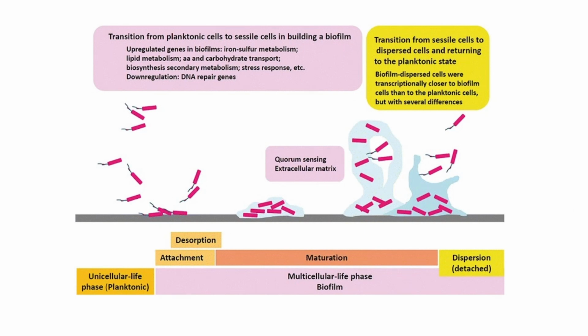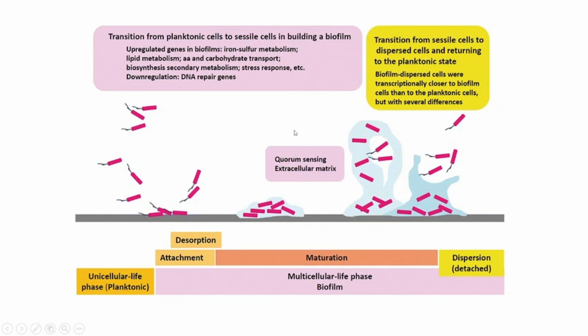Next, we'll talk about sessile cells, the second option we were talking about. As I was saying, the bacteria alternate between two life forms, the planktonic freely swimming cells and the sessile cells. So how does this transition happen? The transition from sessile to dispersed cells and returning to planktonic cells, because the biofilm dispersed cells were transcriptionally closer to biofilm cells than to planktonic cells, but with several differences. And this extracellular matrix that the sessile cells finally form is what helps in their technique of quorum sensing, which is nothing but signaling.